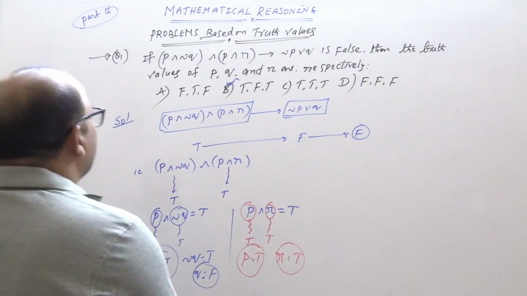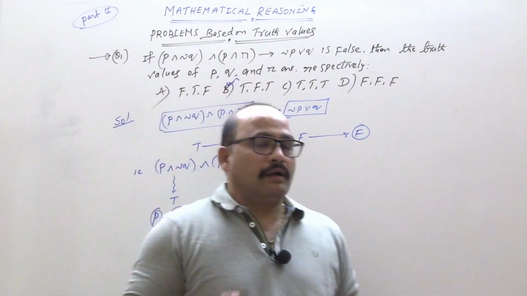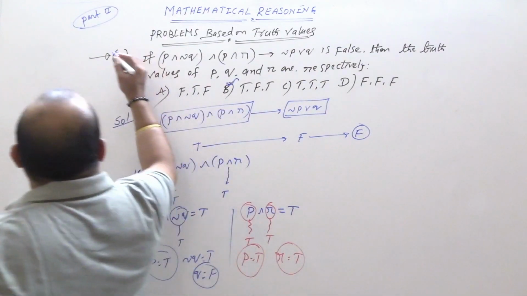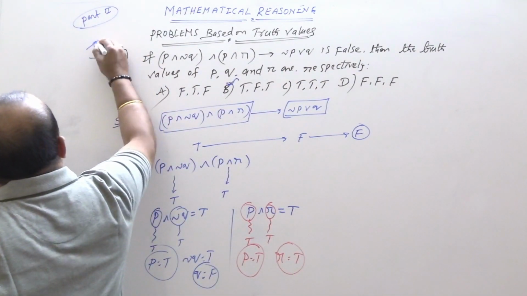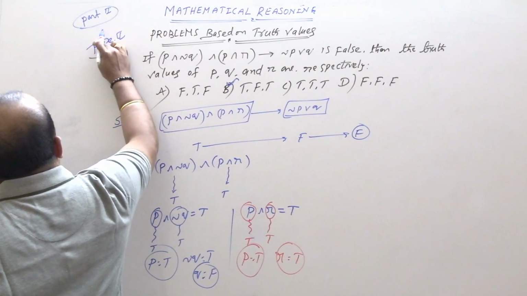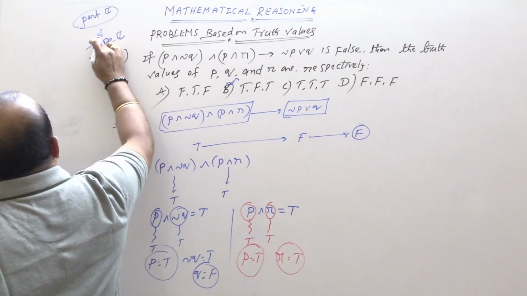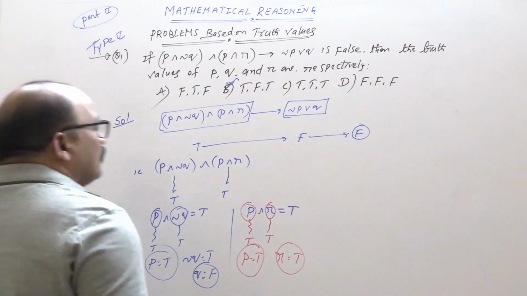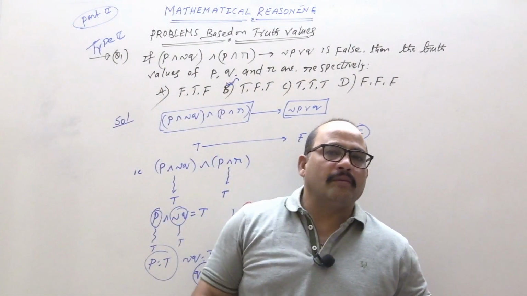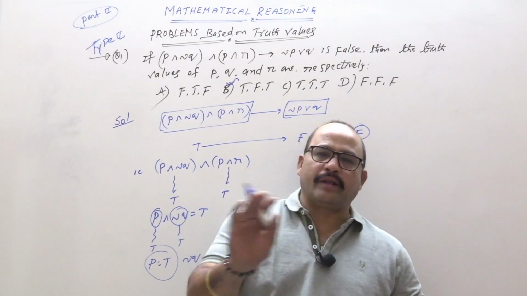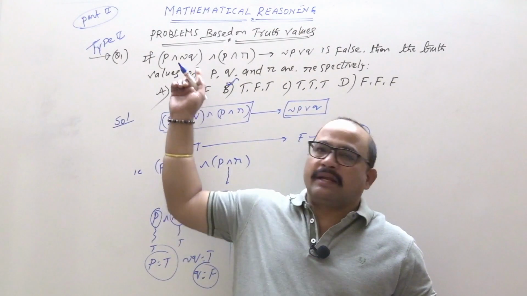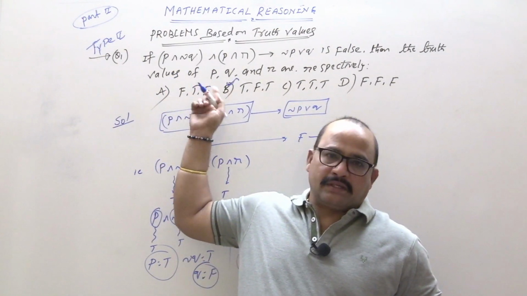Yes, students, this is type 2 model. Type 1 is over, students, this is the type 2 model: problems based on truth values. This kind of problems you can solve by using the table, our implication table, the concept I gave just five minutes back.